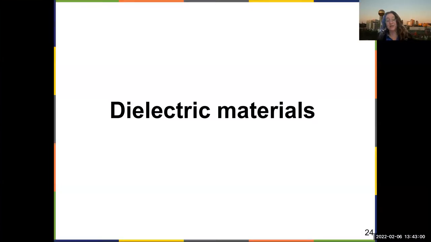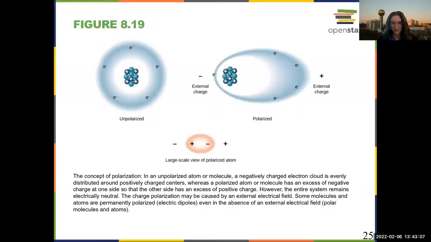Okay, dielectric materials. I used this word in passing earlier. What does it mean? It basically means it's something that can be polarized. So the concept of polarization came up earlier in this semester.